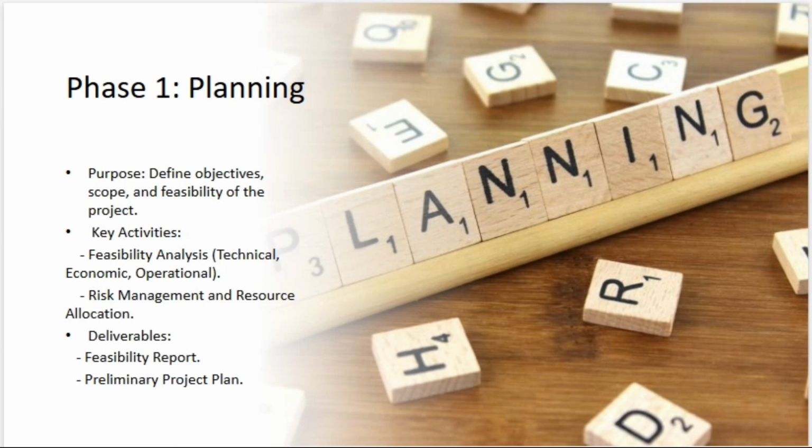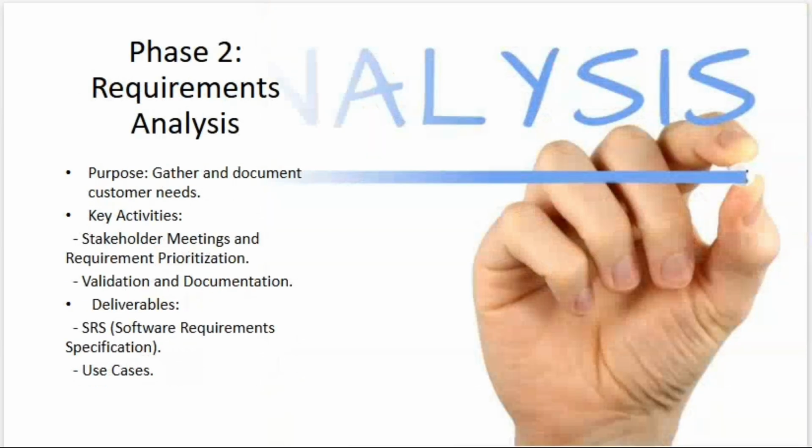So this thing is nothing but our planning. Then we have requirement analysis. So this is our phase 2. Here our business analyst gathers requirements from the user. That requirement is called CRS, customer requirement specification.